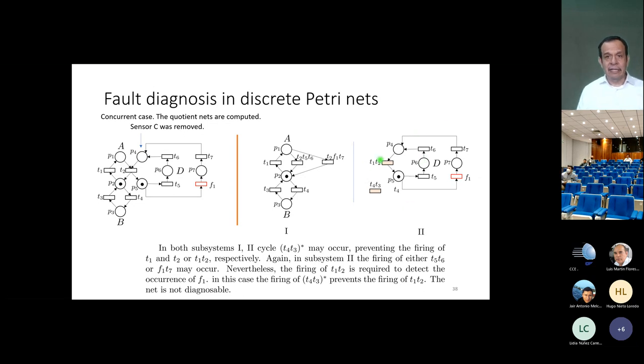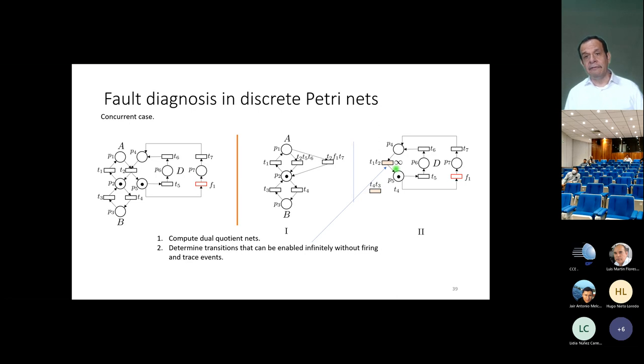And from the quotient net, I know that there exists this T-semiflow, this one. So in this case, T1 can be fired, but only if this T-semiflow is not executed, and we are not sure of that. So I cannot be sure of the number of events that occur before the firing of T1. In this case, this number could be infinite. The net is not diagnosable, because in order to fire T2, I need to fire T1, but maybe an infinite number of events will be occurring in this T-semiflow. So it is easy also to detect faults or to check if the net is diagnosable, even if we consider the concurrent case.